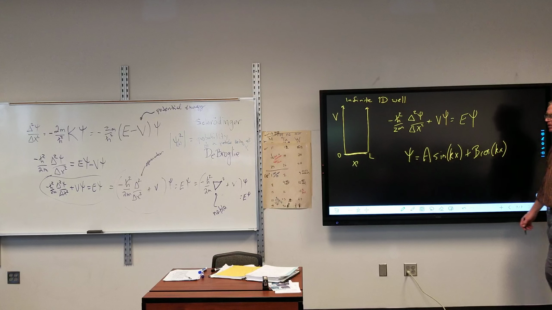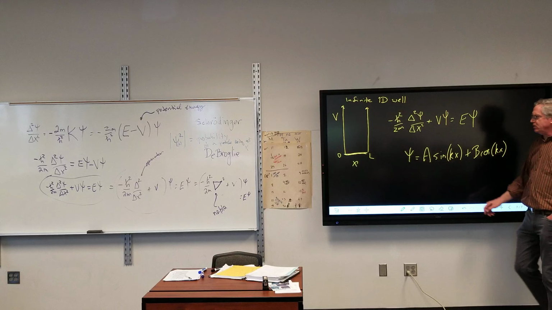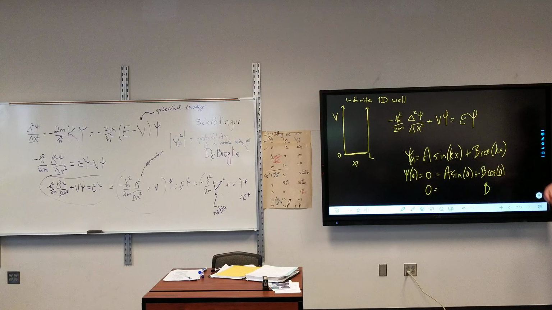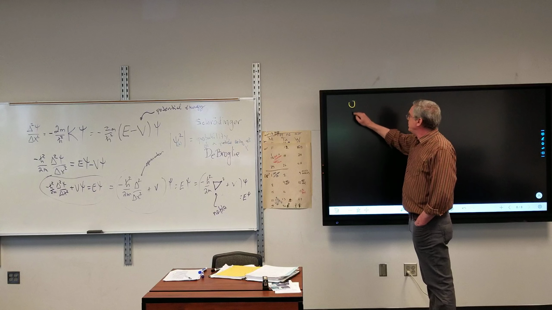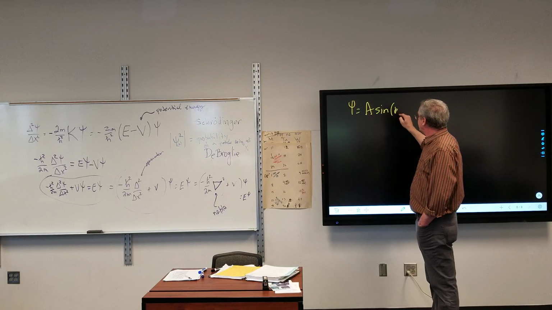I'm now going to introduce my boundary conditions. I know that psi of 0 equals 0. The particle cannot exist at 0 because it's got an infinite wall right there. I can be really close to it, but it can't exist at 0 and L. And so if I plug this in for x, I have A sine of 0 plus B cosine of 0, which is just B. And so now I've eliminated half my equation. So my wave function has been reduced to A sine of kx.